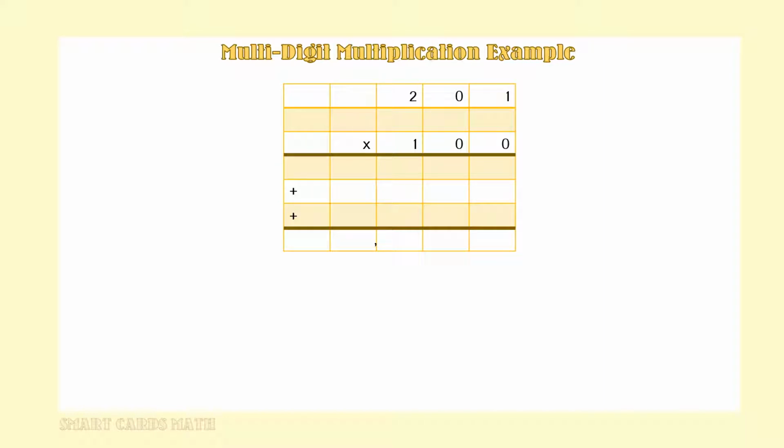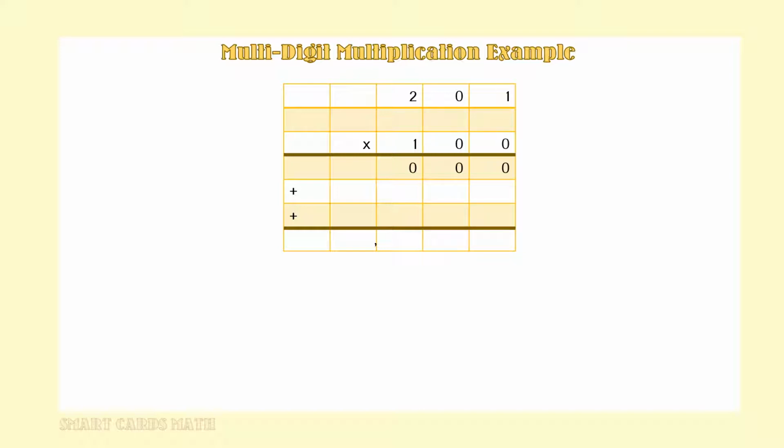201 times 100. Let's begin multiplying in the ones place and writing the first cross product in the ones place. 0 times 1 is 0. 0 times 0 is 0. 0 times 2 is 0. The first cross product should be 0, 0, 0.